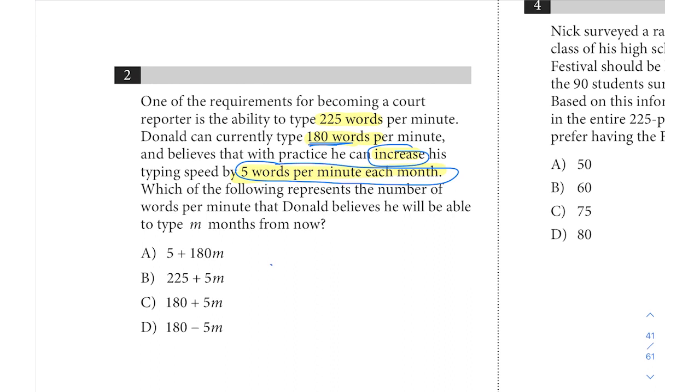So here we have a constant, the 180, that's where we are currently. And then in addition to that, we're going to be adding a certain number of words per month. And it says here his speed is going to increase, so that's going to be our 5 words per minute each month. So it's an increase of 5 per month, so times the number of months, that would be 5m, and that's going to match answer choice C.